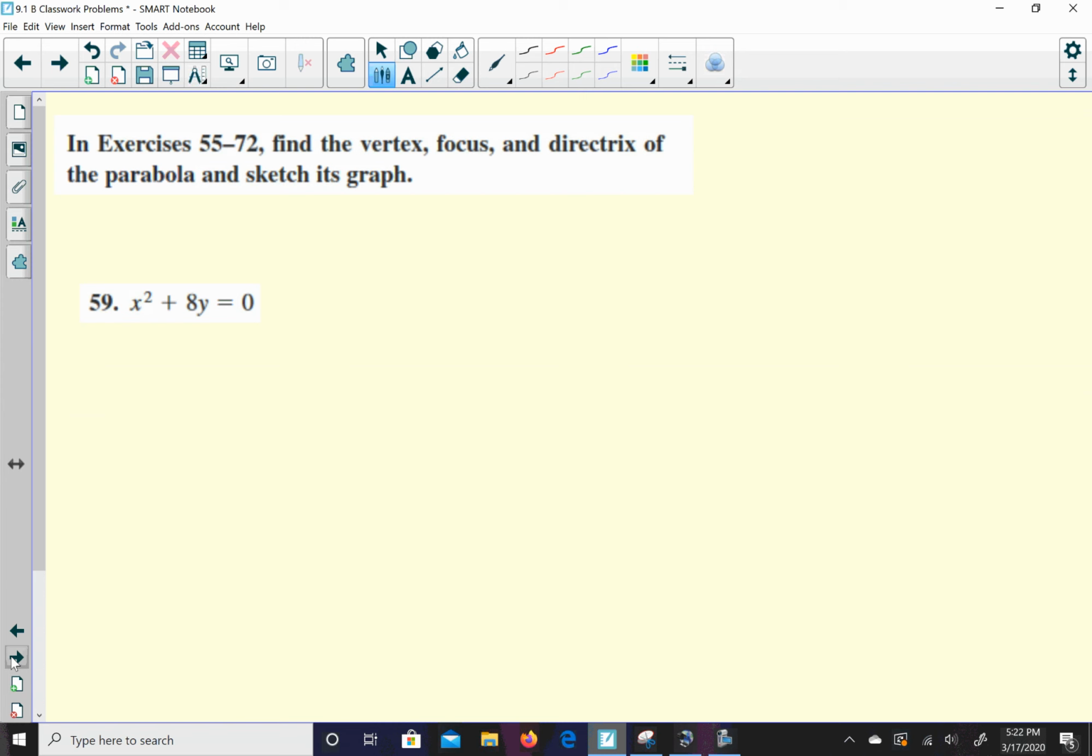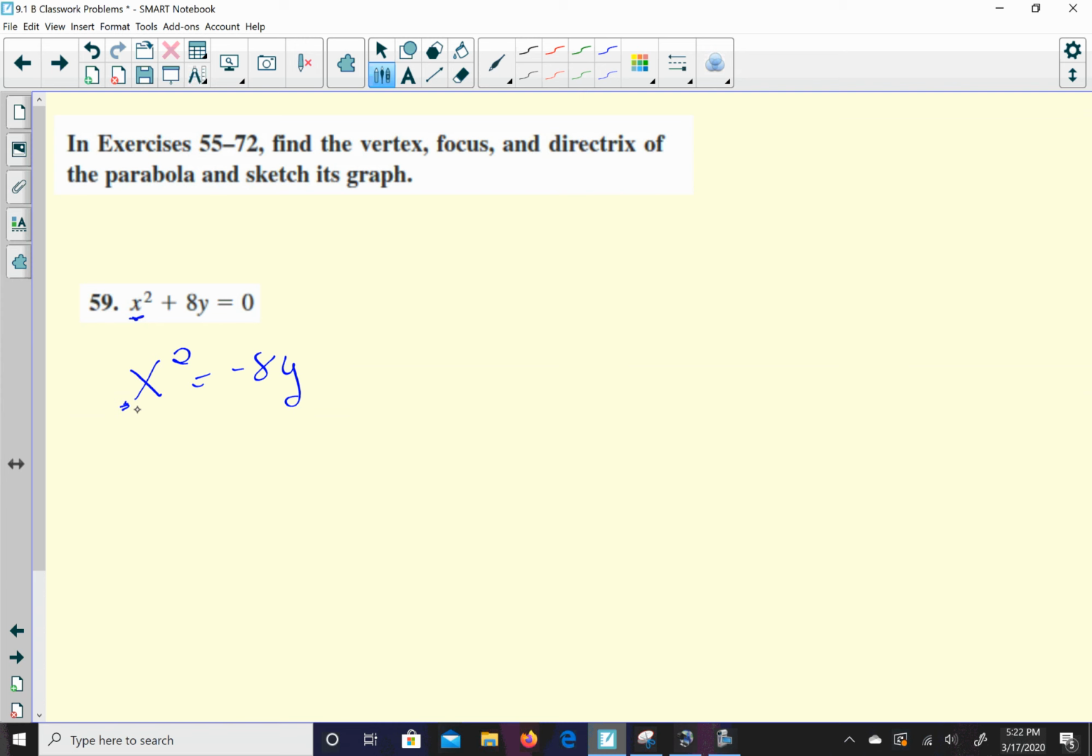It says find the vertex, focus, and directrix of the parabola and sketch its graph. As you noticed, on every single one, whatever is squared is on one side by itself. So I'm going to take this x squared is equal to negative 8y. I have to make sure that this has a coefficient of 1, which it does, so there's nothing else I can do. This would be in standard form.